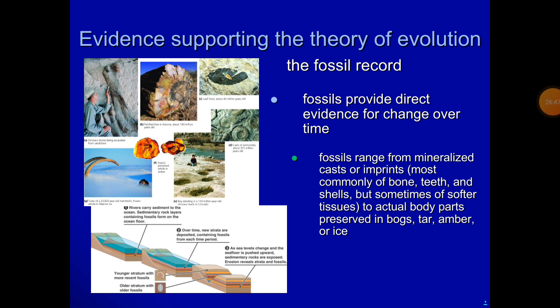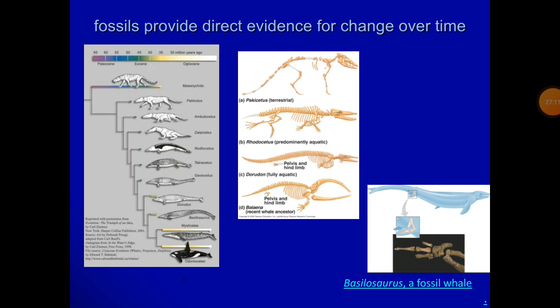Evidence supporting the theory of evolution: the fossil records. Fossils provide direct evidence for change over time. Fossils range from mineralized casts or imprints, most commonly of bone, teeth, and shells, but sometimes of softer tissues, to actual body parts preserved in bogs, tar, amber, or ice. This is an example of a fossil as direct evidence for change over time.